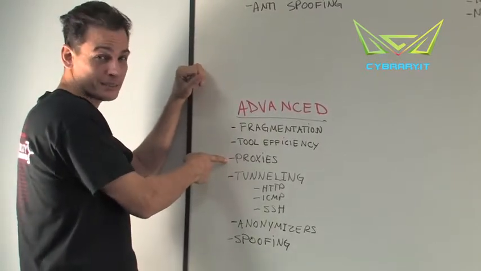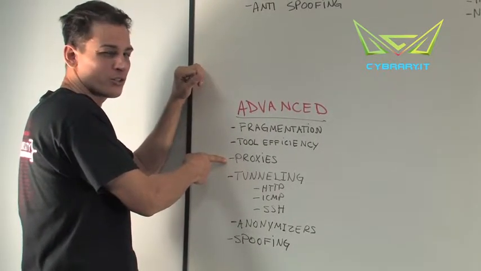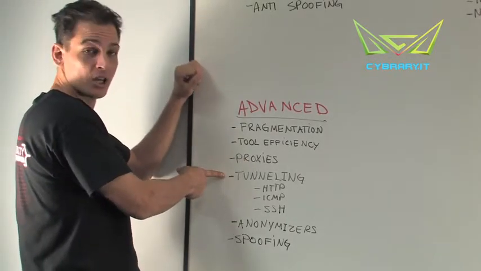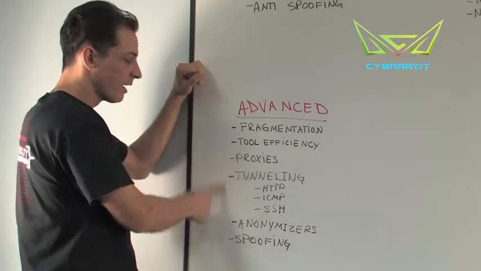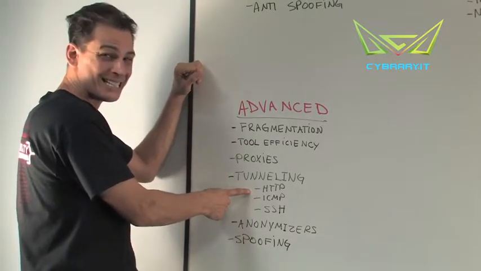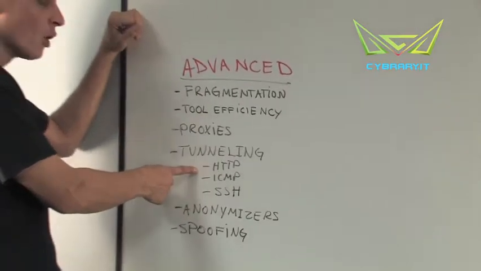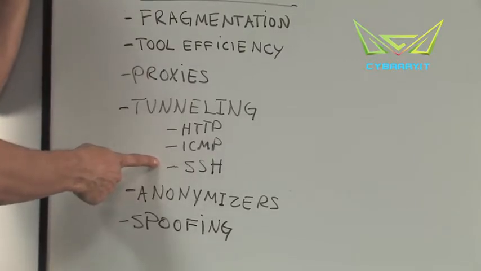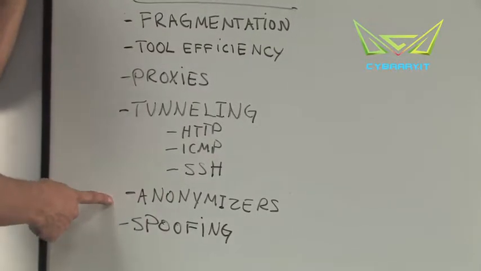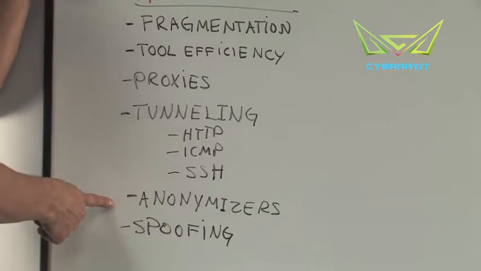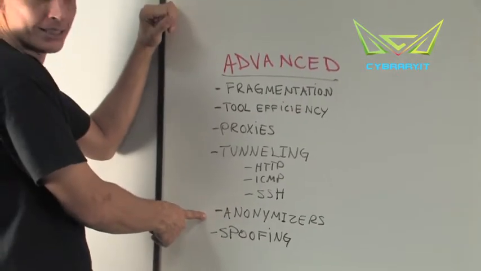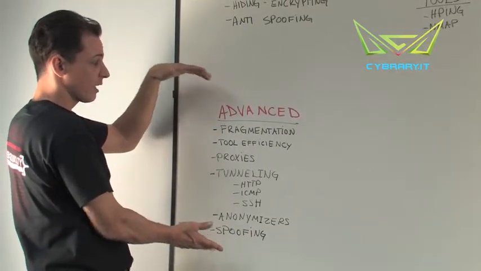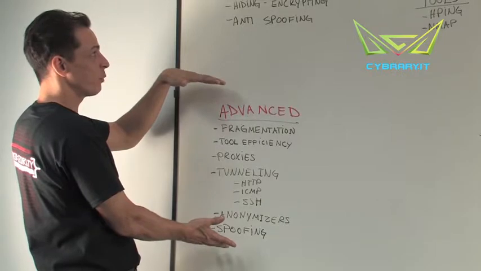Using proxies to basically hide us as the source, so that way our target doesn't know who we are. Also camouflaging, tunneling, or encapsulating our traffic. And common examples of that would be like HTTP tunneling or ICMP tunneling, or even encrypting it while we're tunneling using something like SSH. Also using the concept of being anonymous, whether it be through a public website or an anonymizing tool, or spoofing our source addresses. So these are some of the advanced scanning techniques, if you will.